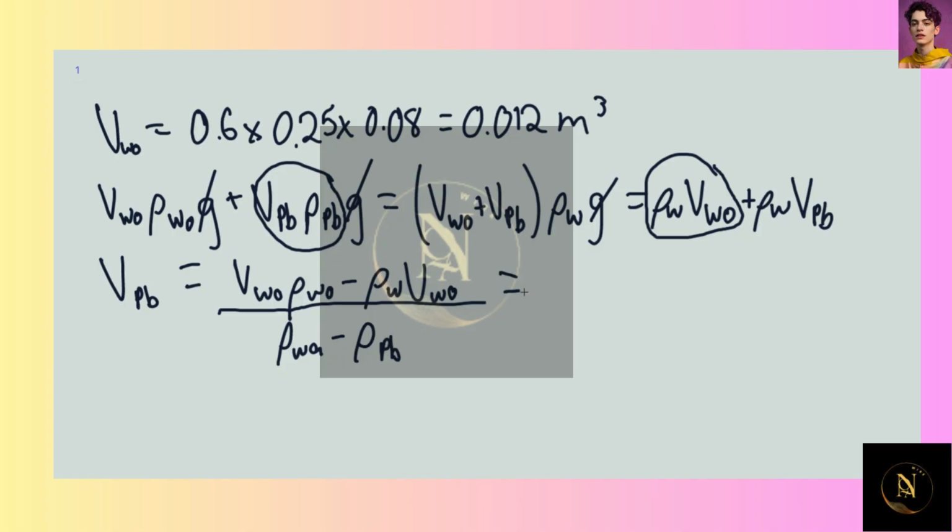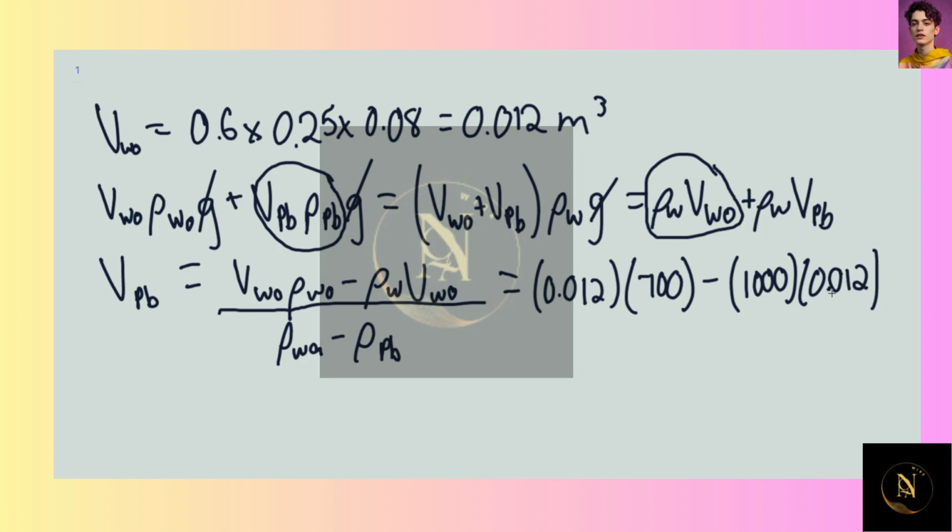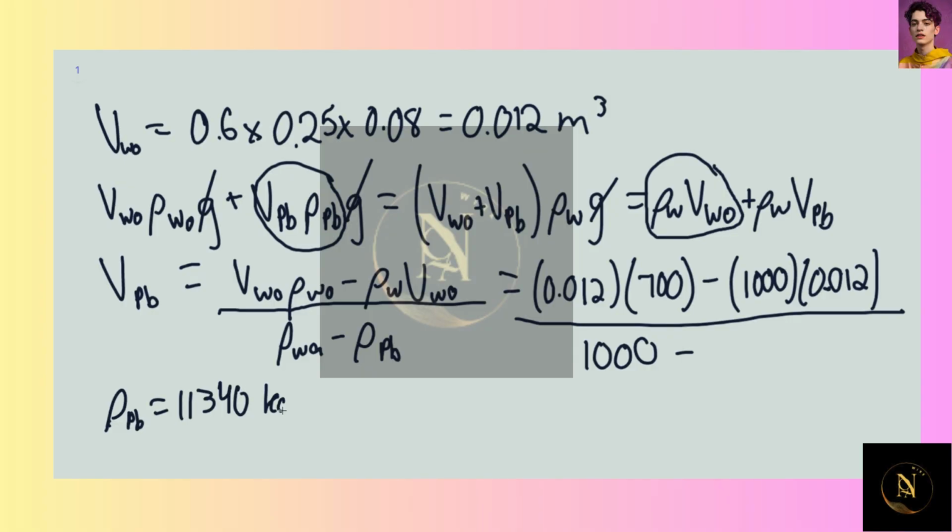And here we simply need to plug in for our constants. So we have 0.012 times the density of the wood, which is 700 kilograms per cubic meter, minus 1,000 being the density of the water, and 0.012 being the volume of wood, divided by the density of water being again 1,000 minus the density of lead. The density of lead is known to be 11,340 kilograms per cubic meter. So we'll just say 1,000 minus 11,340 here.